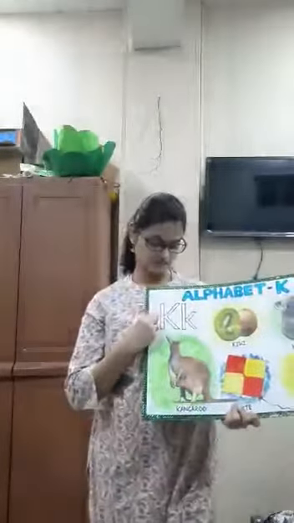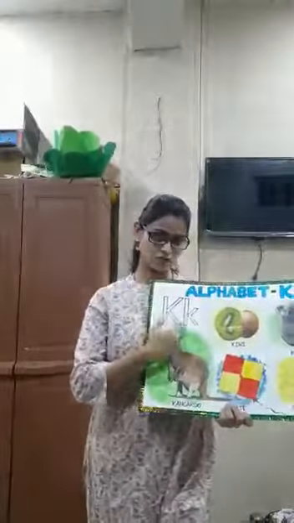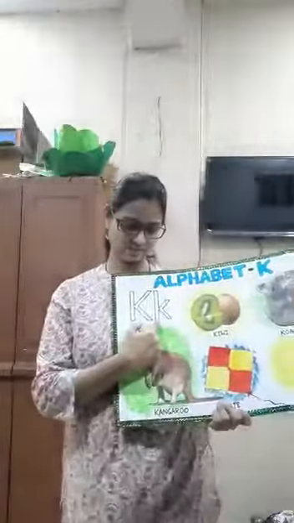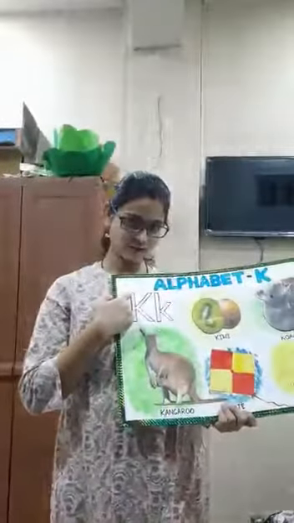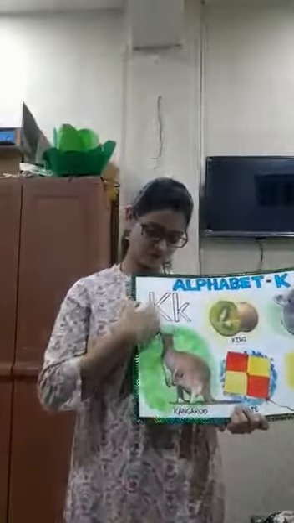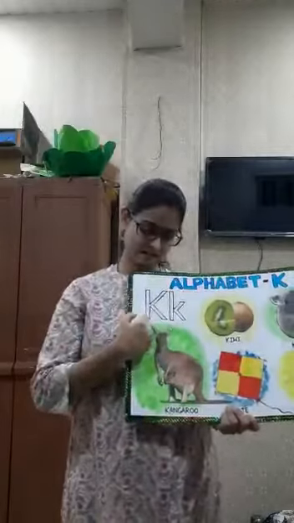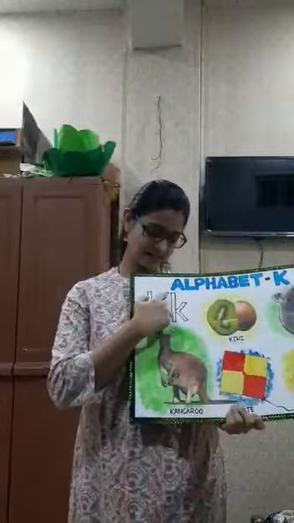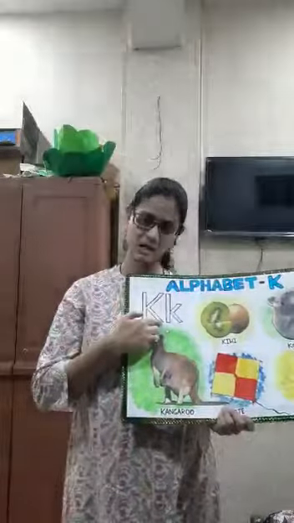Now, let us see these two. What are these two? This is an uppercase K. This is a lowercase K. How do we draw the uppercase K? We draw a standing line and then we draw a slanting line up and a slanting line down from the center. This is uppercase K.